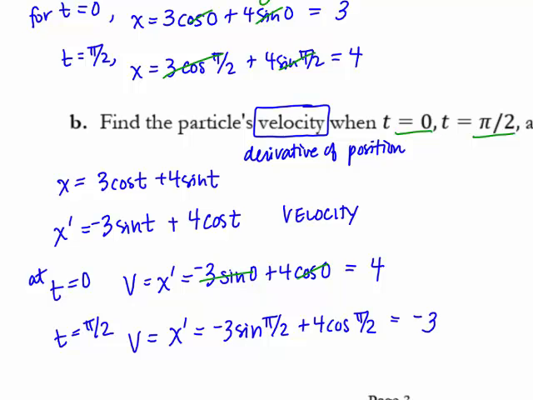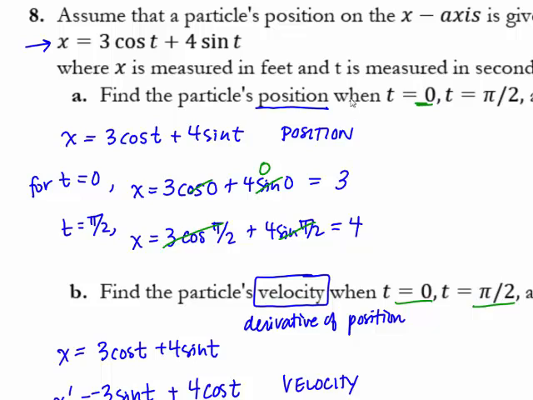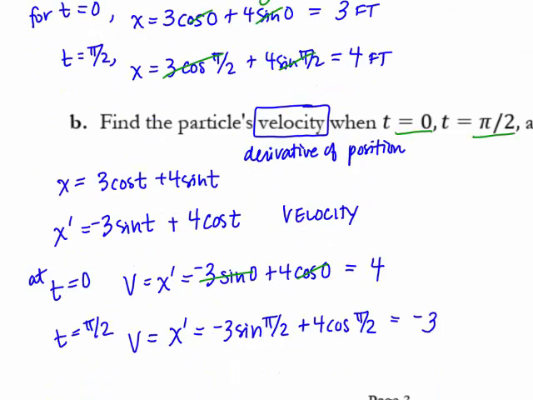Now we probably should assign some units to this, so scrolling back up to the problem, we see that x is in feet, so position is in feet, and t is in seconds. So our velocity is a distance, feet, per time, second. Feet per second.